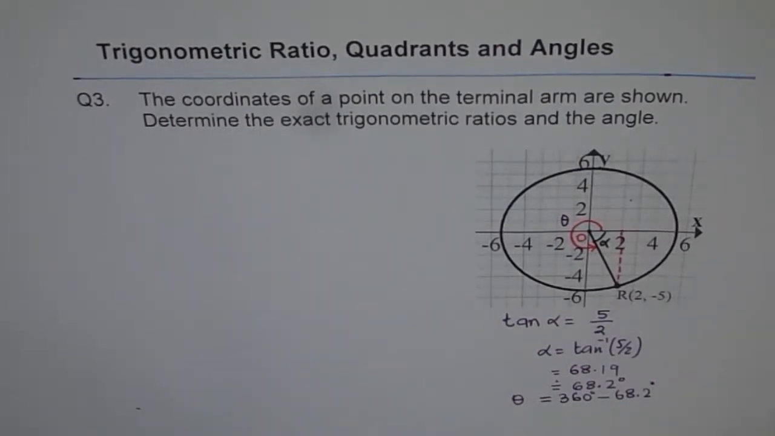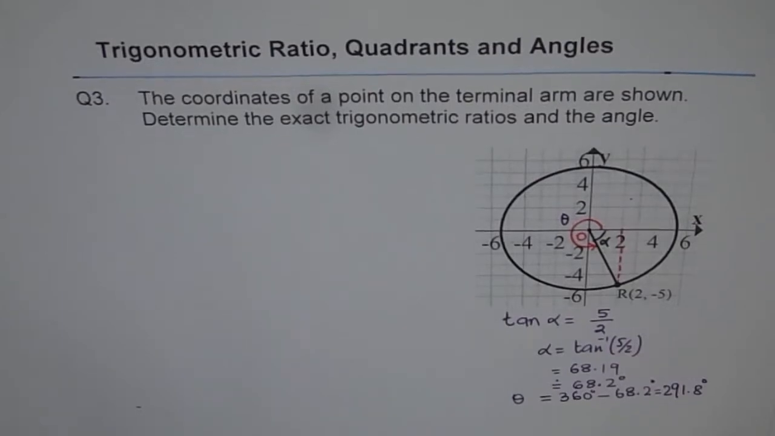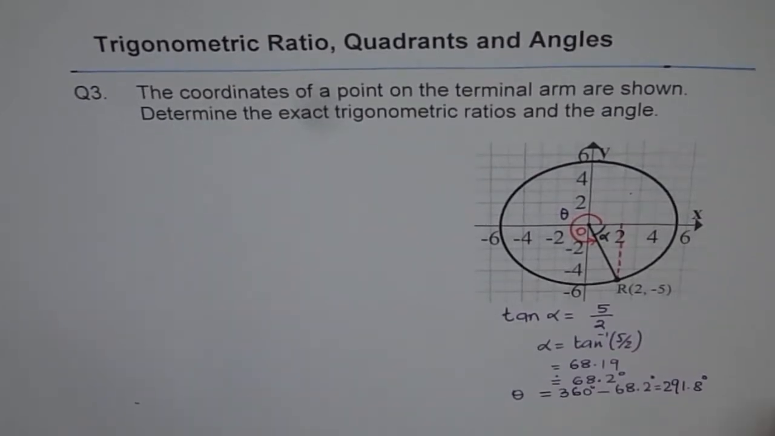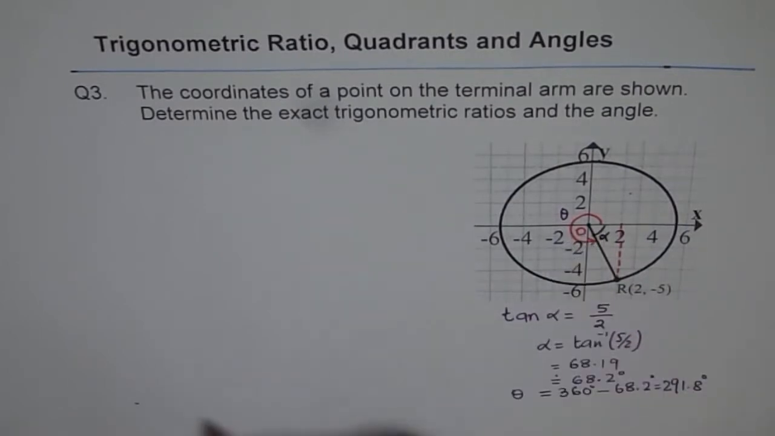So let's do that. We'll do 360 minus 68.2 and you get 291.8, so that is equal to 291.8 degrees, correct? So that is your answer for the angle, correct? I hope you understand. Let me push it a bit in front so that it's absolutely clear to you, right? So that is your principal angle which we are looking for.